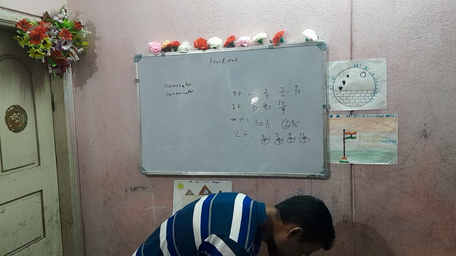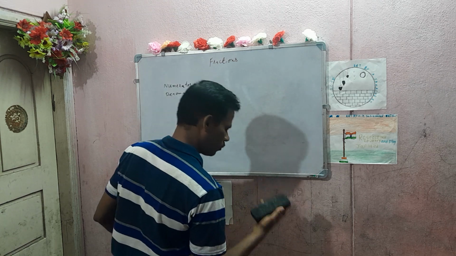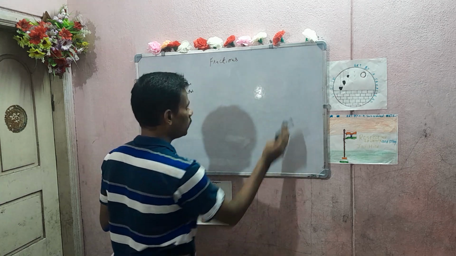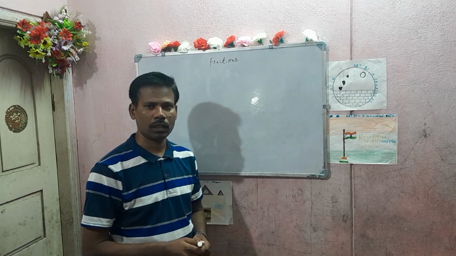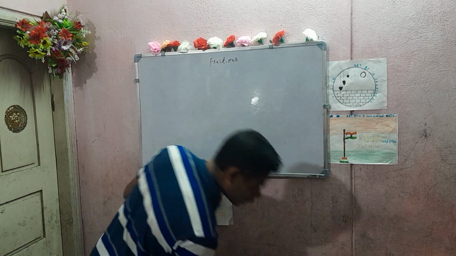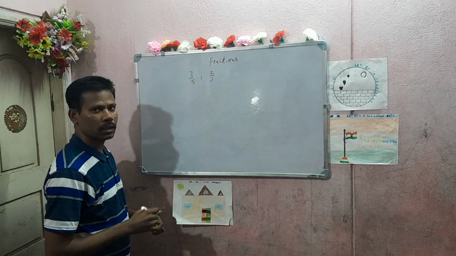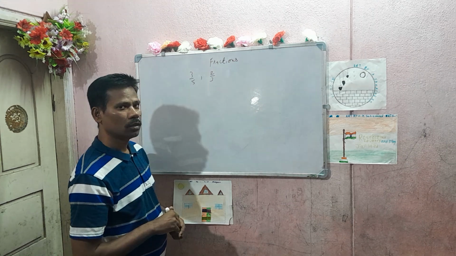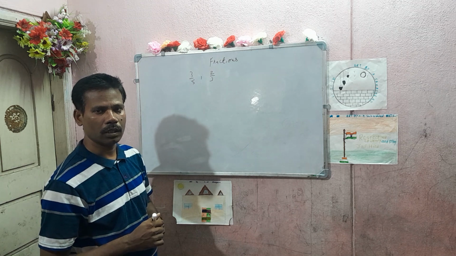Which fraction is greater? 3 by 5, 2 by 3. This is for 6th class, state, CBSE and ICSE, very important. So the very first problem is 3 by 5, 2 by 3. In these two, which fraction is greater? Which is greater, this one or this one? In order to do this, first make the denominators the same.